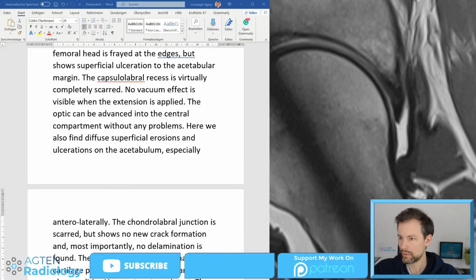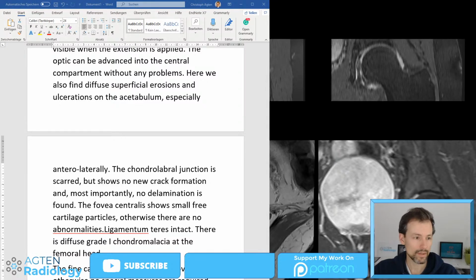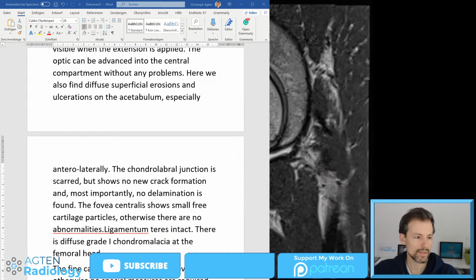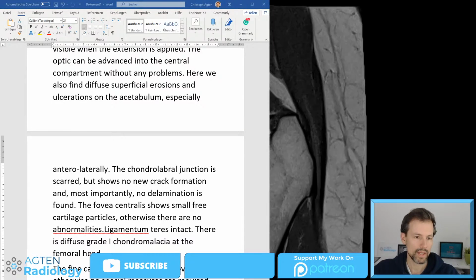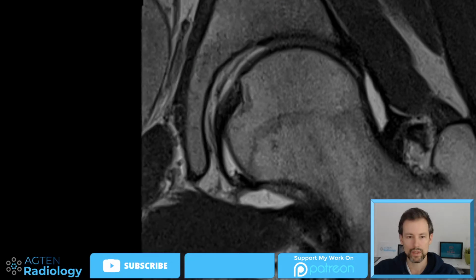Now going back to the report here, and we can see fovea centralis shows small free cartilage particles, otherwise there are no abnormalities. Ligamentum teres intact. Okay, ligamentum teres, I think it's always worth looking at the ligamentum capitis femoris or ligamentum teres, however you want to name it, because it can be a pain generator of the hip. So here we have it, fovea. We've got the normal ligament here.